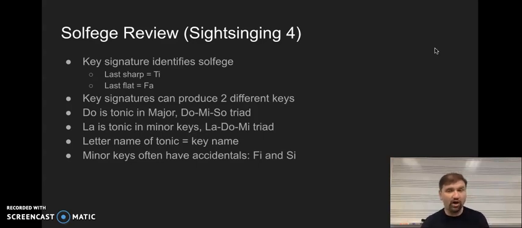Minor keys will often have accidentals as well. Not always, but they'll often have accidentals specifically on C, and sometimes also on Fi as well. C is especially a good indicator that that piece is in a minor key because C acts as a leading tone up to La, the minor tonic triad.